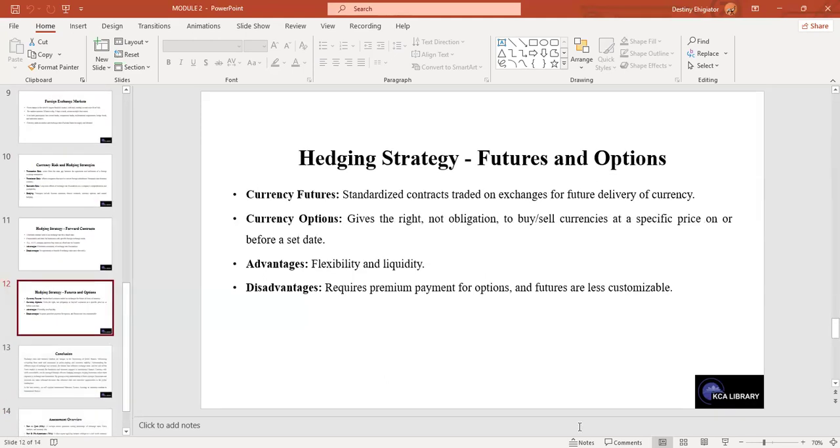Let's look at futures and options. Currency futures are a standardized contract traded on an exchange for future delivery of currency. Currency options give the right, not the obligation, to sell or buy currency at a specific price on or before a date. The advantage is that it's flexible and liquid. The disadvantage is that it requires premium payment for options and futures are less customizable.